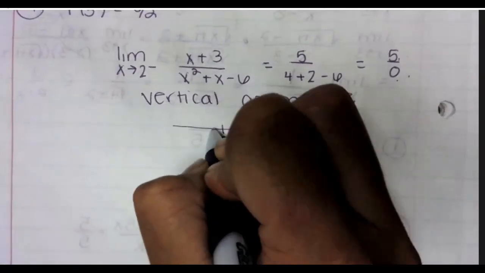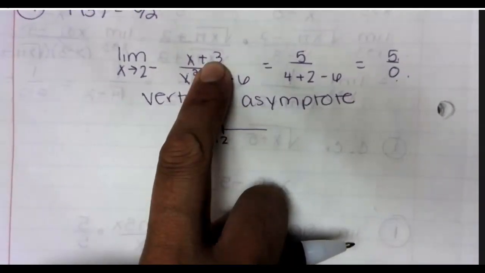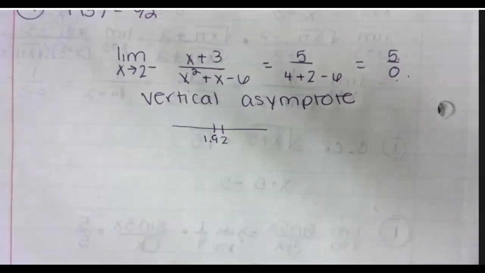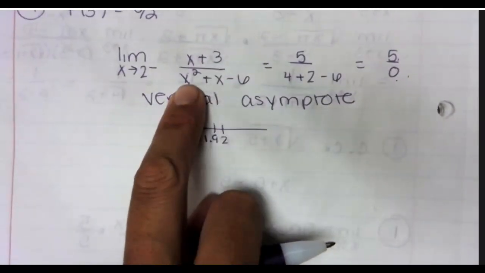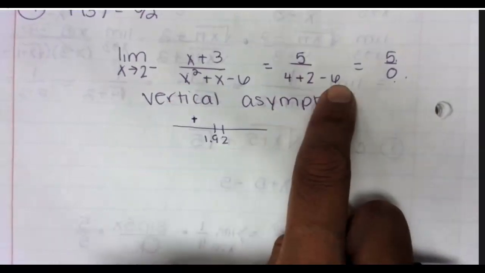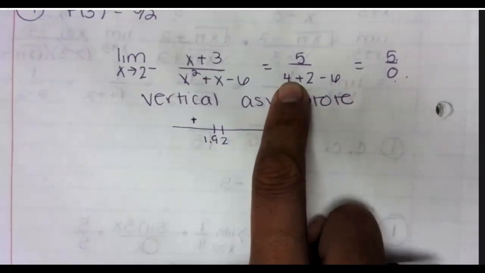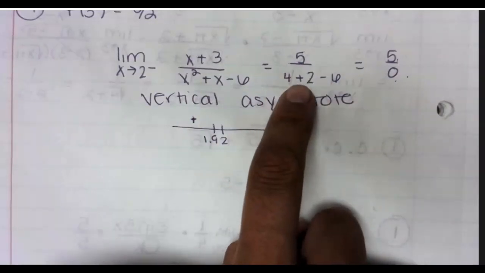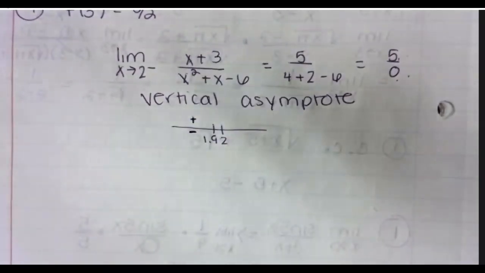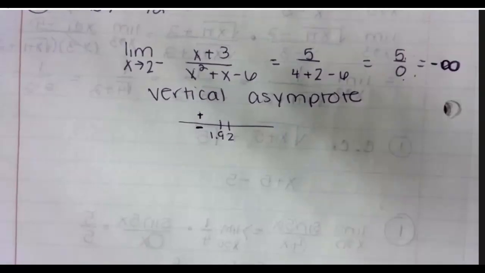So if 2's here, I need to plug in 1.9. So if you plug 1.9 into the top, you're going to get a positive. If you plug 1.9 into the bottom, you just need to know if this is going to be bigger or smaller than 6. So 1.9 squared is less than 4. 1.9 plus something less than 4 is going to be like 5 something. 5 minus 6 is going to be negative. Therefore, this limit is negative infinity.